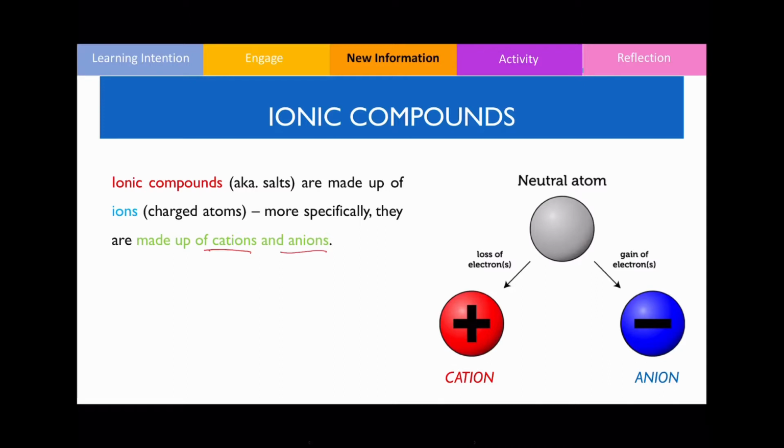To make these charged particles, you either lose electrons or gain electrons, as shown by this diagram over here. A cation is an ion that is formed by losing electrons, and because you're losing electrons, this makes a positively charged ion, whereas an anion is a charged particle that has gained an extra electron, and because you gain an electron, which is a negative charge, it's going to have a net negative charge overall.